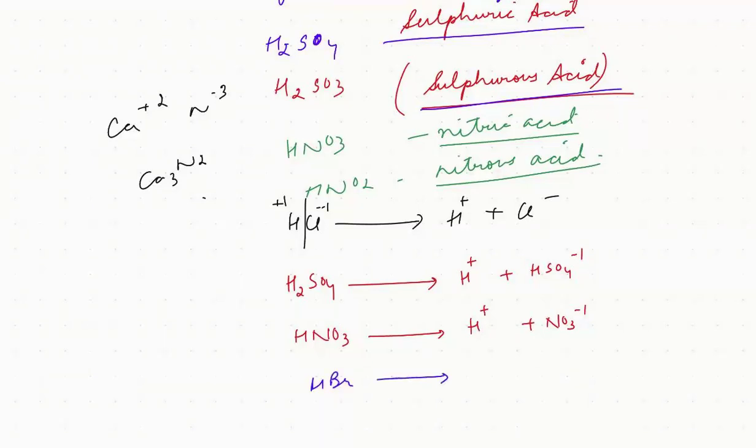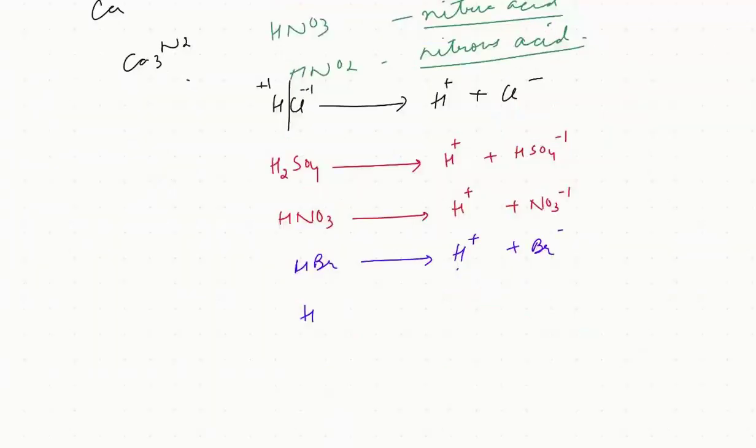It will break down into H plus and Br negative, right? When you say HI, it will break down into H plus and I negative. Yes. So I hope you're understanding that when we have this data, we would have H plus and Cl negative, we would have all of this data, right?